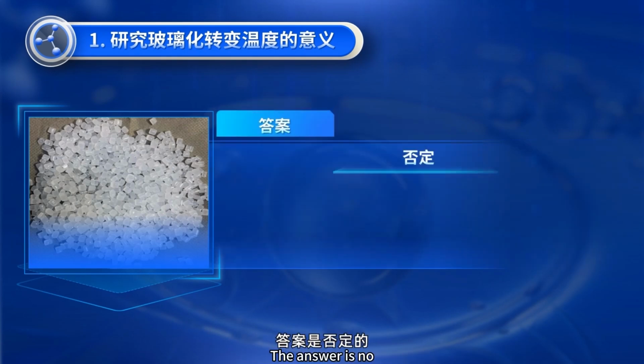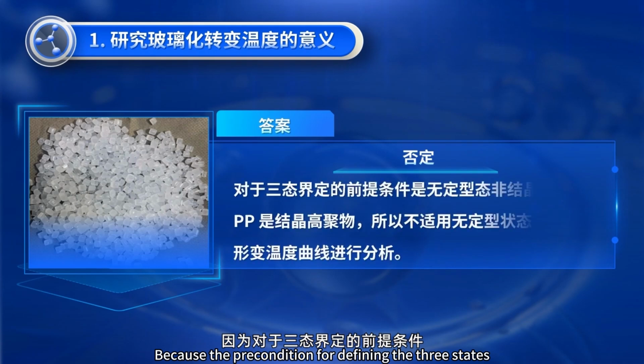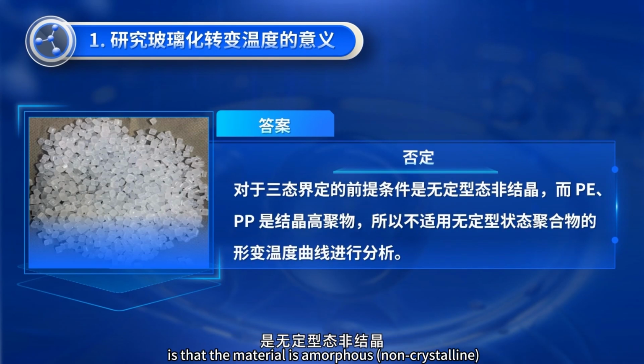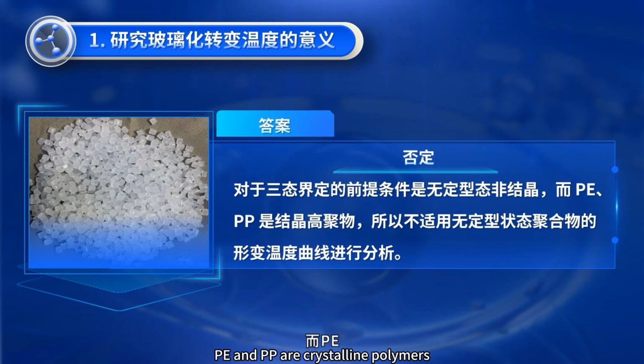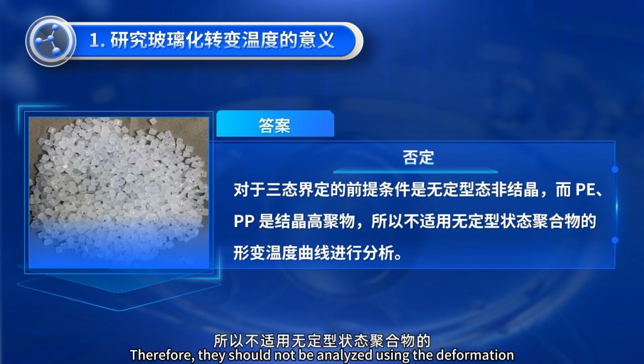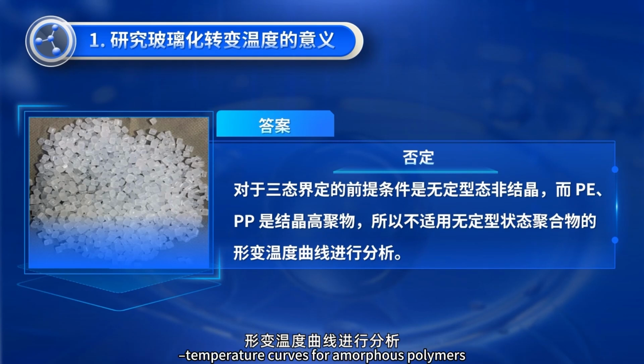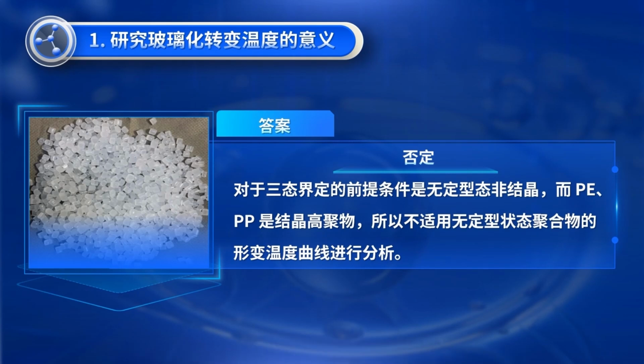The answer is no. Because the precondition for defining the three states is that the material is amorphous, non-crystalline. PE and PP are crystalline polymers. Therefore, they should not be analyzed using the deformation temperature curves for amorphous polymers.